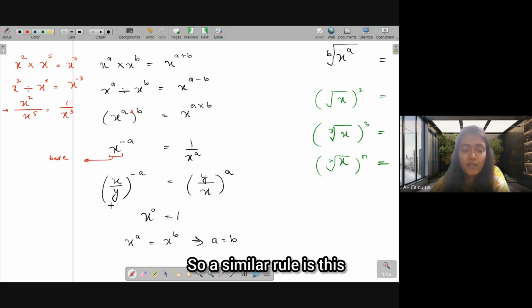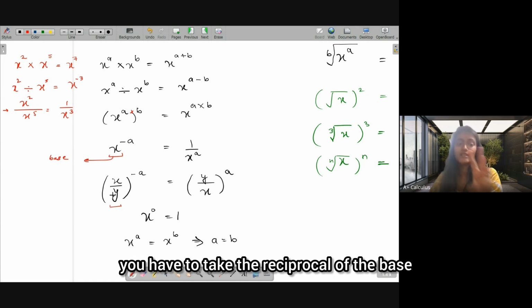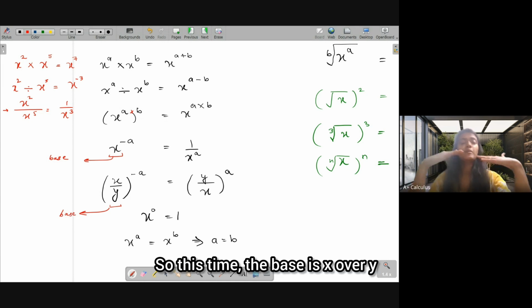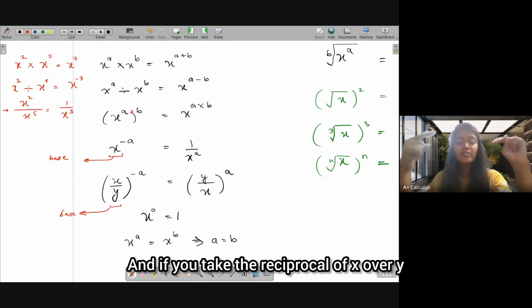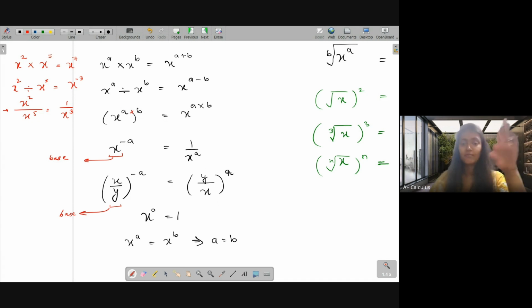A similar rule is this. Instead of x, we have x over y. We have a fraction, and the exponent is negative. So if you want to make the exponent positive, you have to take the reciprocal of the base. This time the base is x over y. If you take the reciprocal of x over y, you get y over x, and the exponent will become positive.